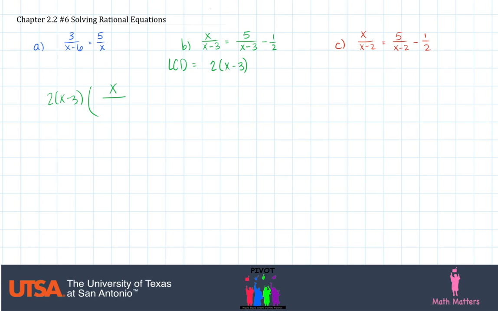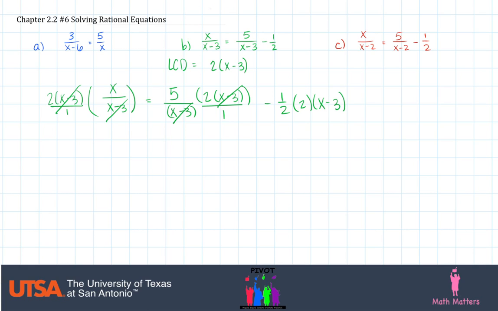Times x over x minus 3, and then equals 5x minus 3 times 2 times x minus 3 minus 1/2 times 2 times x minus 3. Okay, then from here we're going to look at what we can cancel out. So if we have an x minus 3 on the top and an x minus 3 on the bottom, that can cancel out. And then same with this term right here.